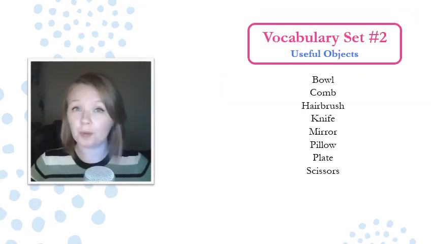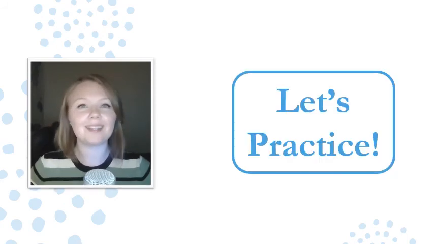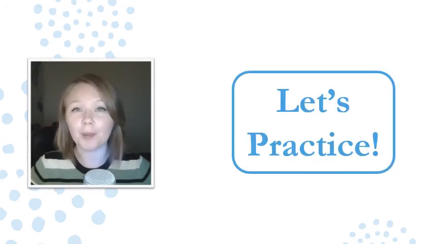As a review, here are the 8 vocabulary words from Vocabulary Set 2. Bowl, comb, hairbrush, knife, mirror, pillow, plate, and scissors. Now let's practice with Vocabulary Set 2.